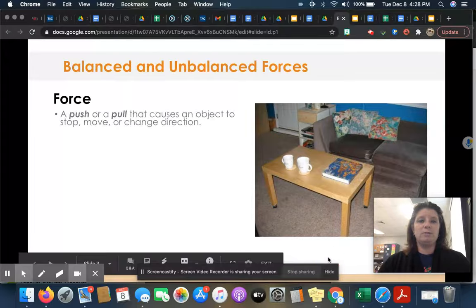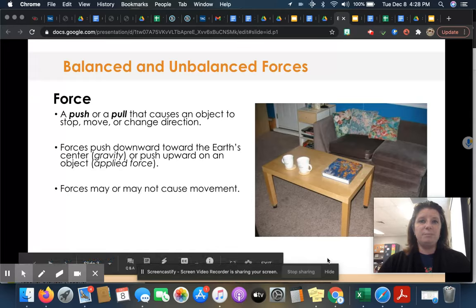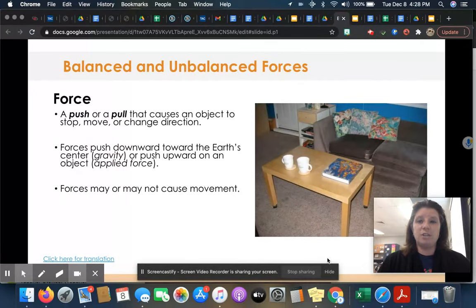So just a quick review. A force is a push away from the body or pull towards the body to cause an object to either stop, move, or change direction. We have forces that push down towards the earth, that's our gravitational force, or that push upwards on an object, which is also our applied force. They may or may not cause movement.